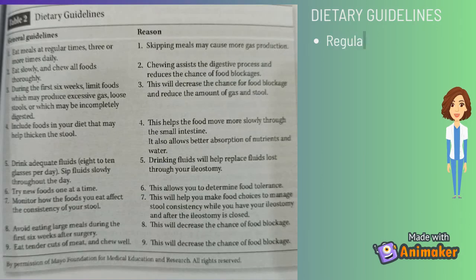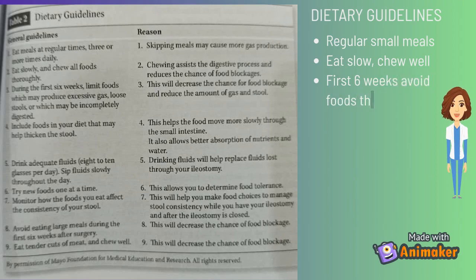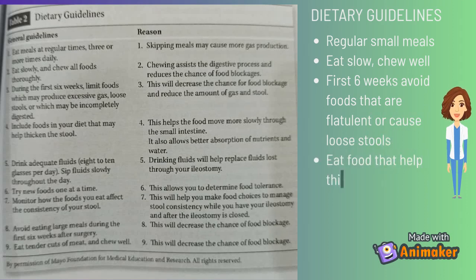The dietary guidelines post-stoma formation include regular small meals, eating slowly and chewing well. For the first 6 weeks, avoid foods that cause flatulence or loose stools, for example, beans, broccoli, Brussels sprouts, and cabbage. Eat foods that help thicken the stools, like bananas, bread, and cheese. Maintain adequate fluid intake so that dehydration can be prevented. Eat tender cut meat.